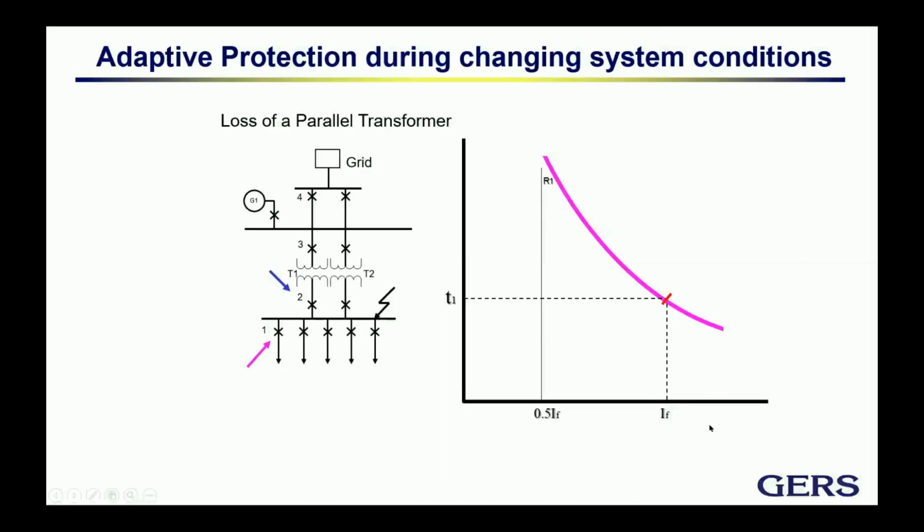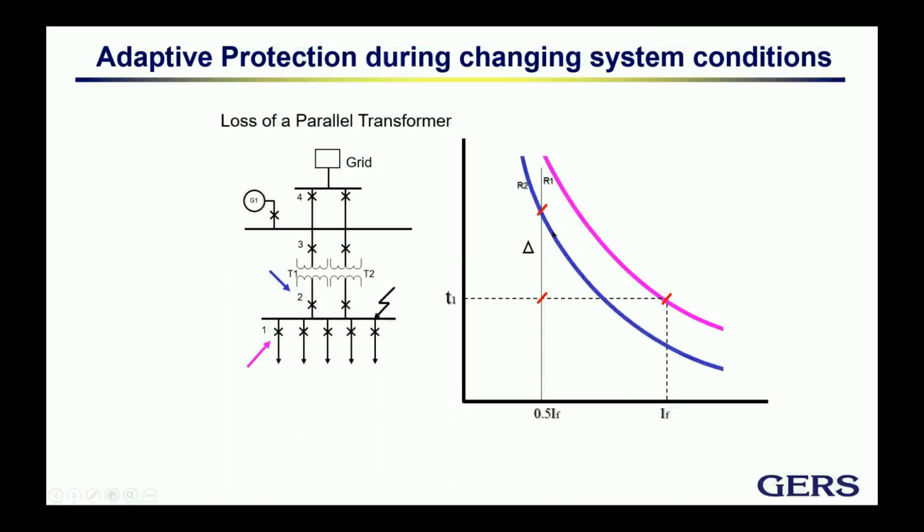So we use the delta time. In the old days, it was 0.5, 0.4 seconds. These days, with the new numerical relays, it could be as low as 0.1, 0.15, 0.2. So let's say that we use the delta time, whichever it is, and the new curve for relay 2 should go across this dot here, of course.